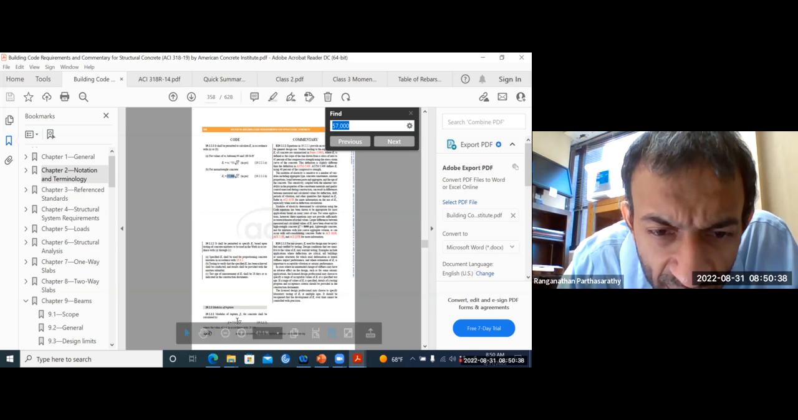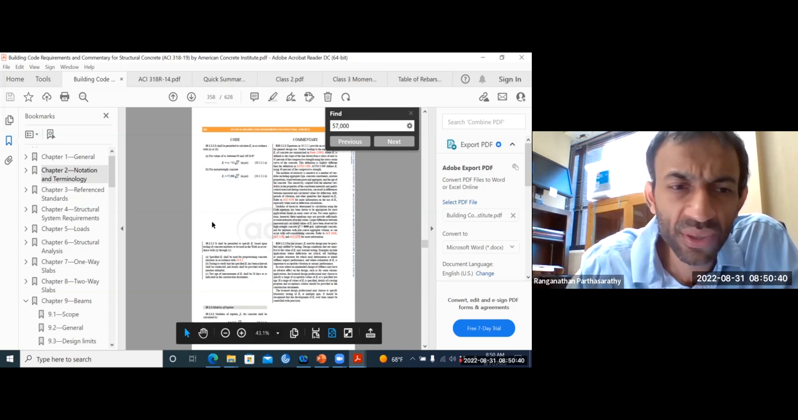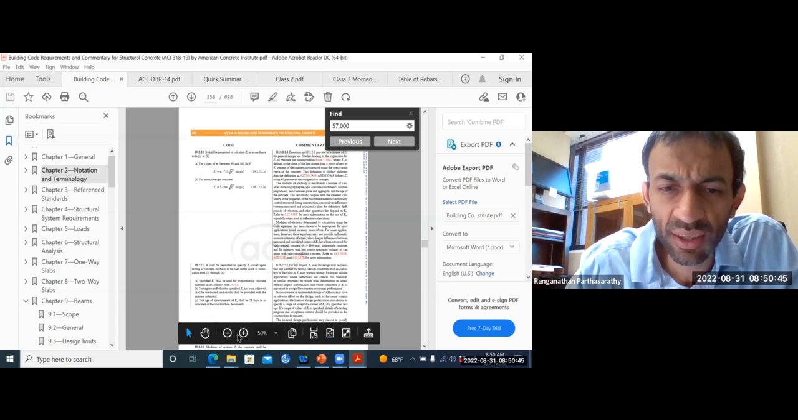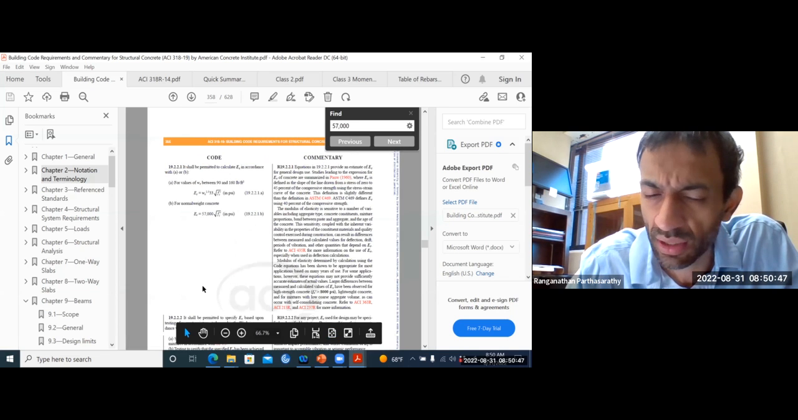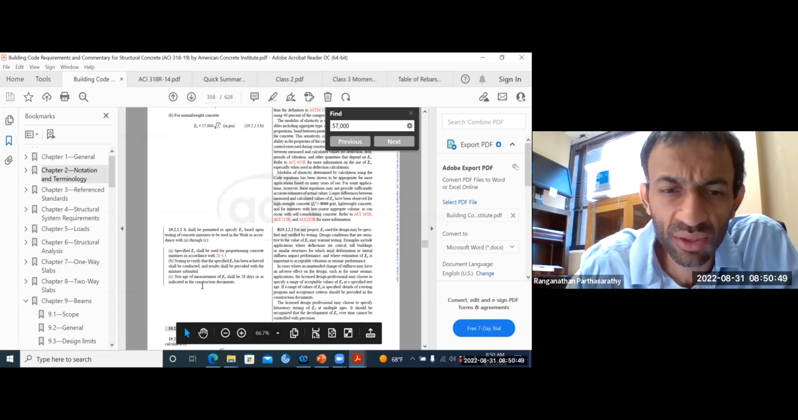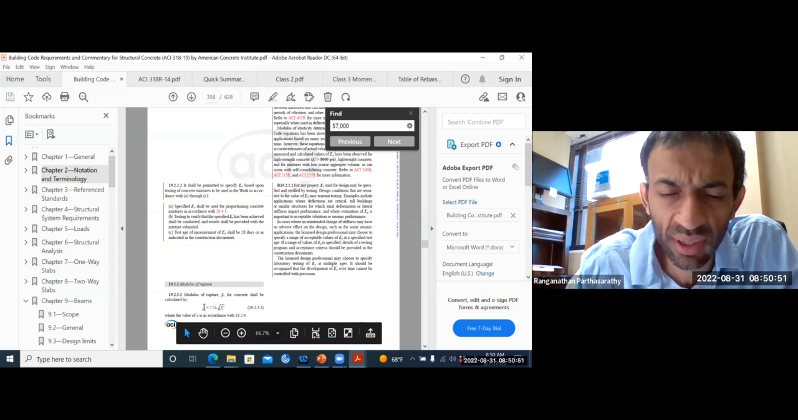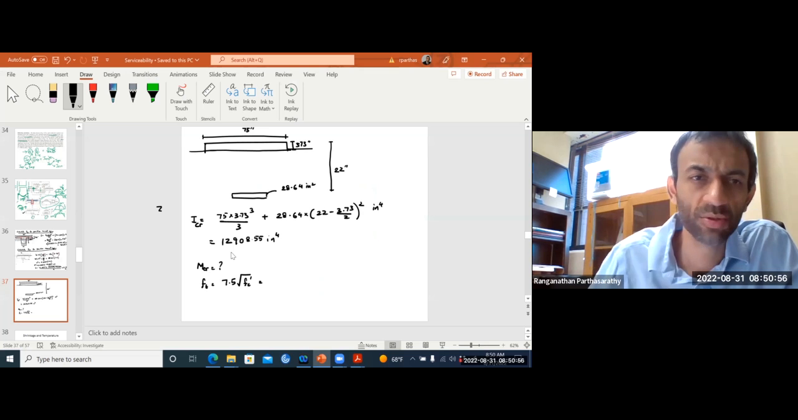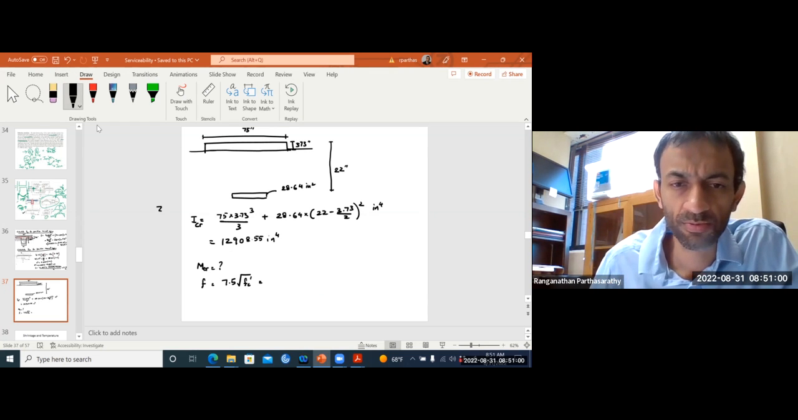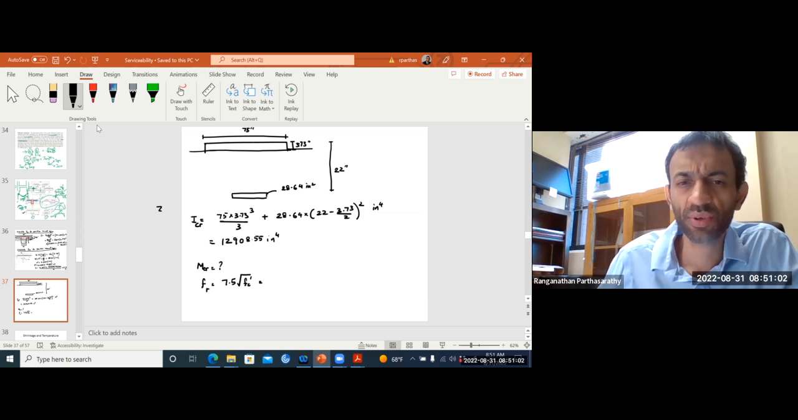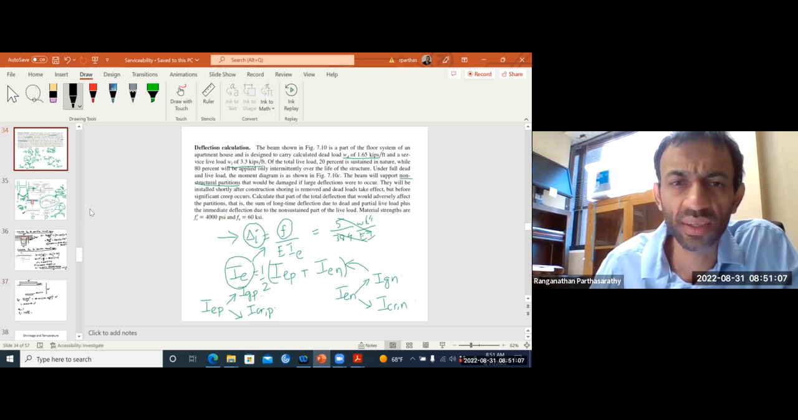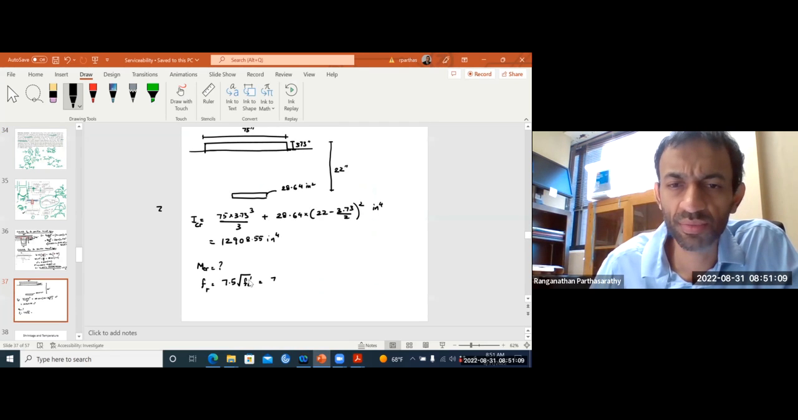Okay, there you go. Modulus of rupture. I forgot the clause number, but now I see it. Modulus of rupture is 7.5 lambda square root of Fc prime, as you see here, right? Oh, sorry, it is Fr, 7.5 square root of Fc. So what is our Fc prime? 4000, right? 4000 psi.